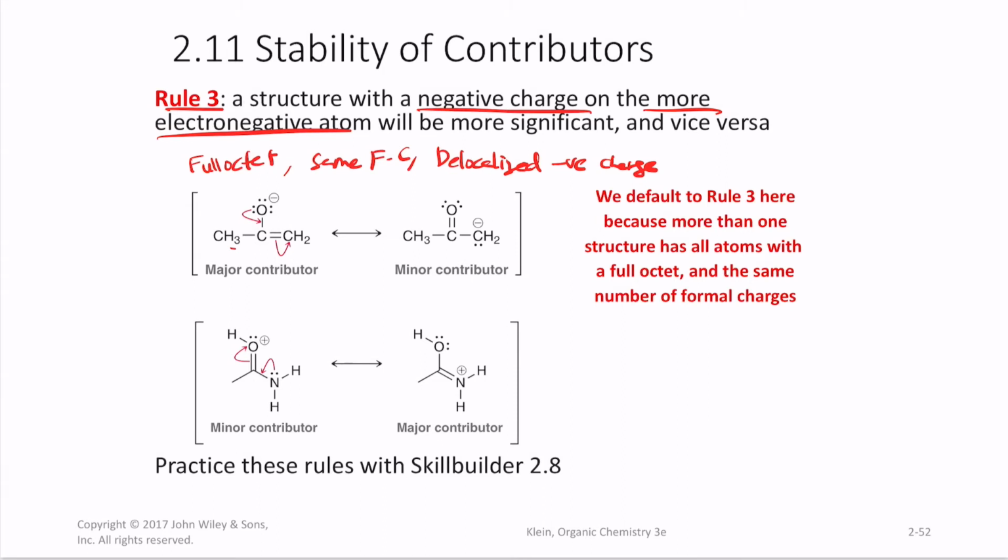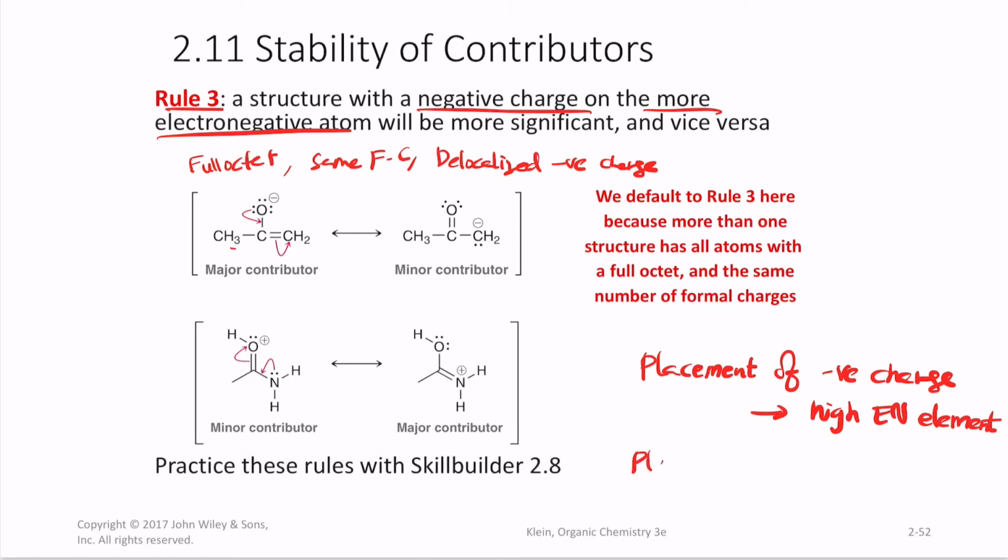Next rule, and remember that this is an order of importance, meaning that the first importance is octets, the second importance is formal charge, the third importance is the delocalized negative charge, and the fourth importance now is the placement of the negative charge. The placement of negative charge should always be on the element with high electronegativity. The opposite is also true, which means if you look at the placement of positive charge, positive charge should be on the less electronegative element.